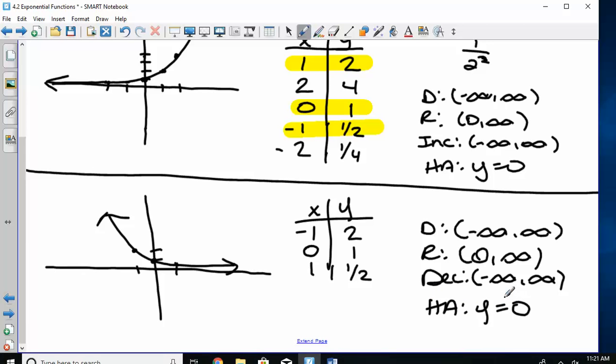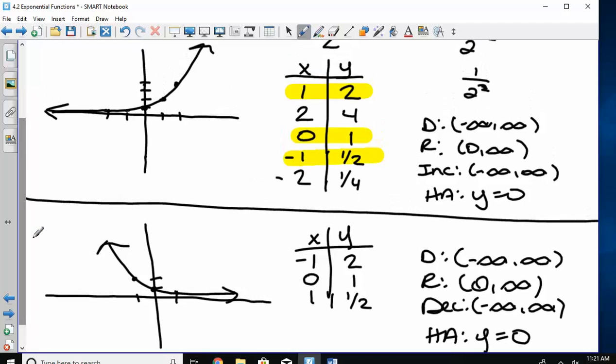Okay, so tell me what's different between these two graphs. Just kind of flip, right? One's increasing and one's decreasing. They both have the same asymptote, same domain and range. They both hit the point 0, 1. So what determines if it's going to be increasing or decreasing? The base. If your base is bigger than 1, your function is increasing. If your base is smaller than 1, your function is decreasing.